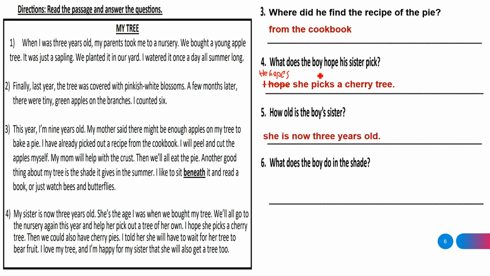Now we will continue to question number 5. How old is the boy's sister? And it is 3. She is now 3 years old, and we can see it directly here. My sister is now 3 years old. And what does the boy do in the shade? Here we can see also the answer. I like to sit beneath it and read a book or just watch bees and butterflies. In this case, we can answer from the beginning, or you can say he reads and he watches bees and butterflies, and that's what I did.